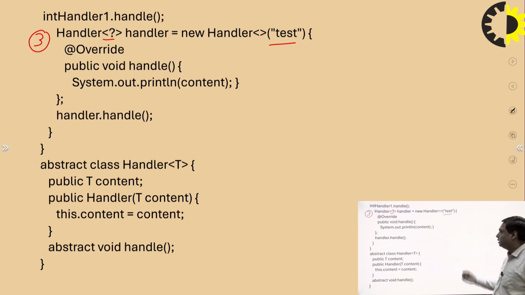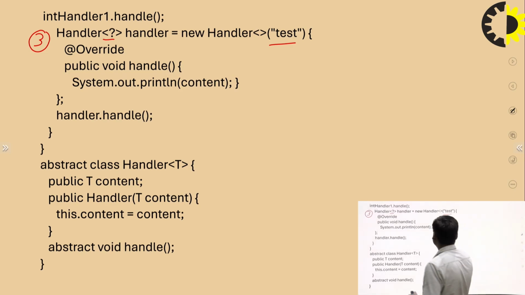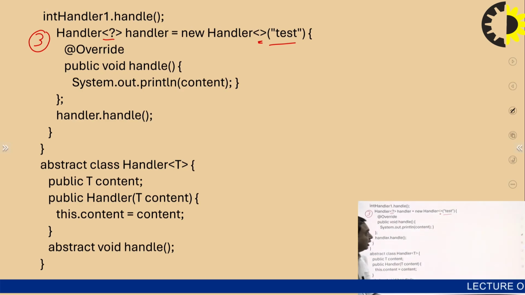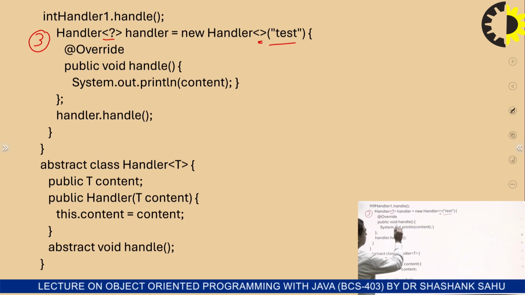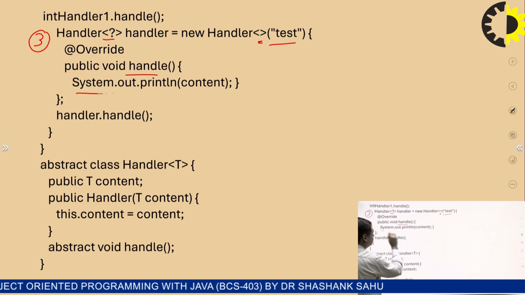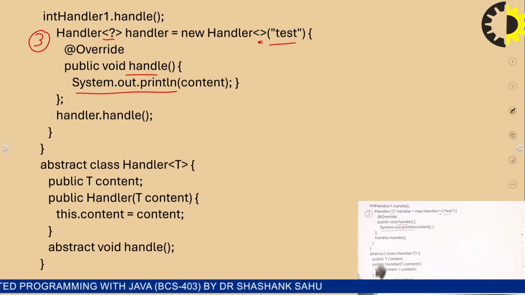So, we can see the diamond operator is applicable in anonymous inner class, and this diamond operator is capable of finding out the type of a variable, the type of a value at compile time. It is applicable from Java 9 onwards. Now, we have one method in this class, handler, and we are just displaying the value of the content with the help of the method.